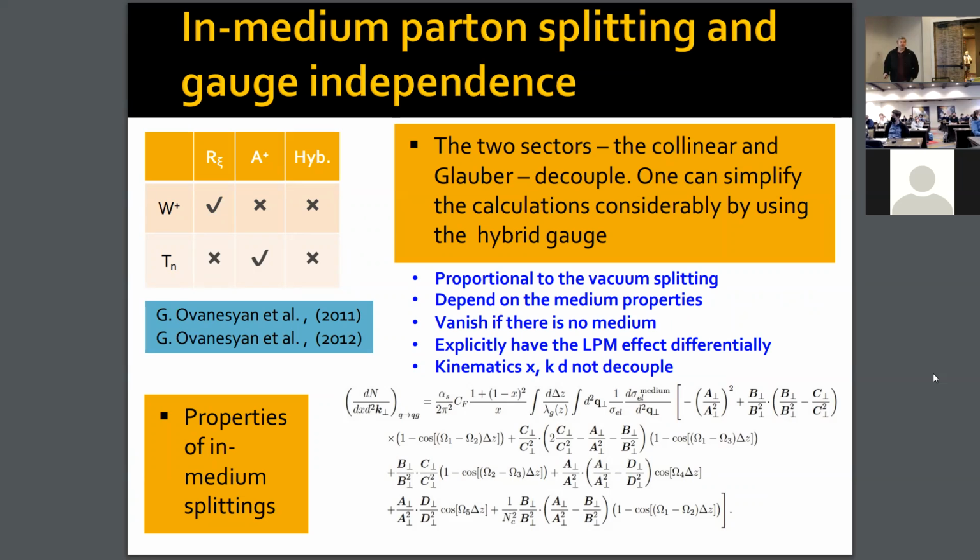Finally, of course, if we don't have a nuclear medium, if we simply have proton-proton collisions or electron-proton collisions, this is equivalent to saying that the scattering length is infinite, and this whole contribution drops away. We reduce from a nucleus to a proton, and we are back to our normal vacuum splitting processes and radiation.